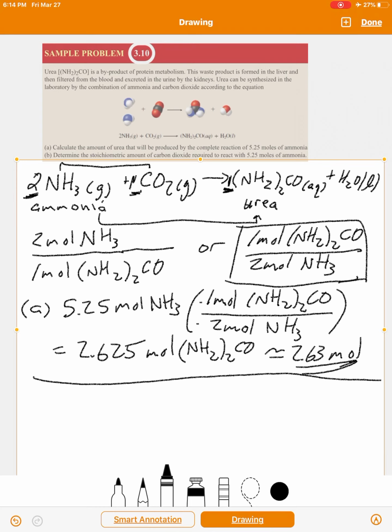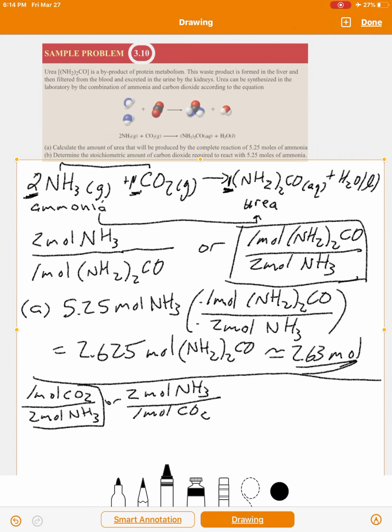Again, it's a 2 to 1 ratio. I'm going to write it this way. 1 mole of CO2 for every 2 moles of ammonia. And you could say, yes, it's also 2 moles of ammonia for every 1 mole of CO2. They're both correct. But this is the one that we need for this problem because we're interested in carbon dioxide. Part B says determine the stoichiometric amount of CO2. How much CO2 is going to be reacting.